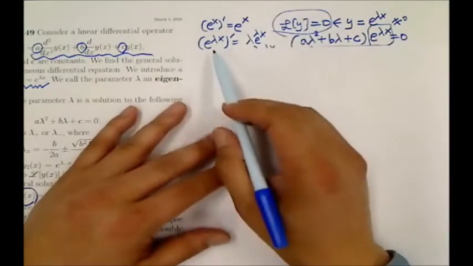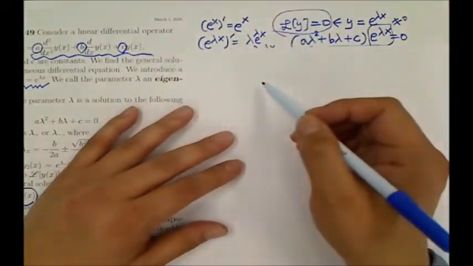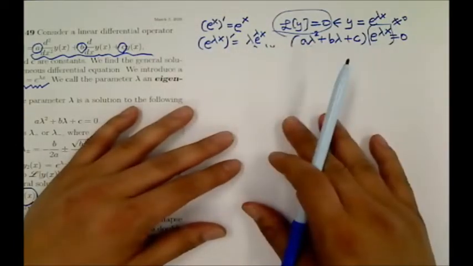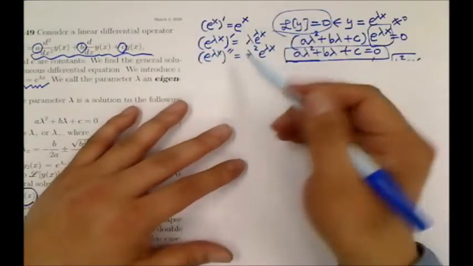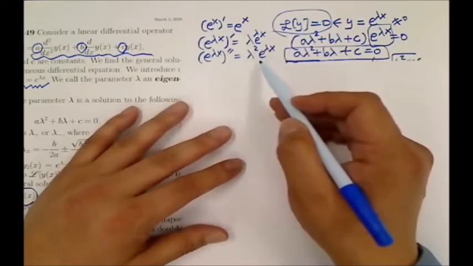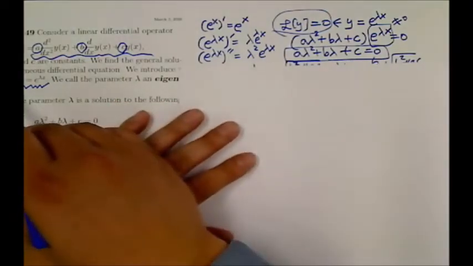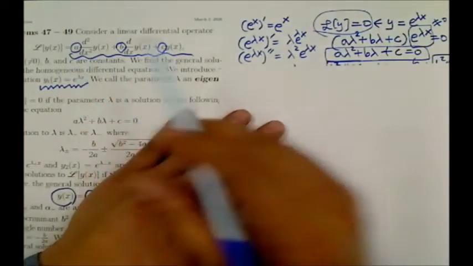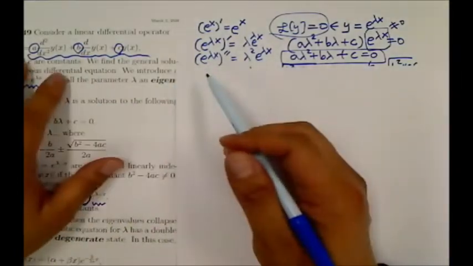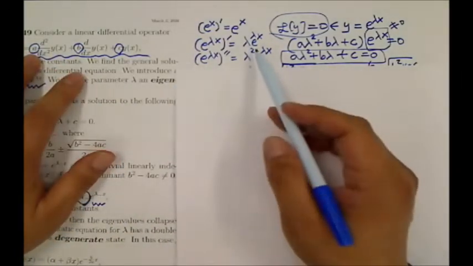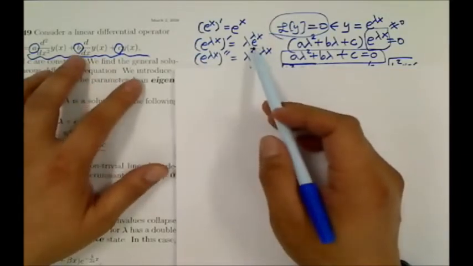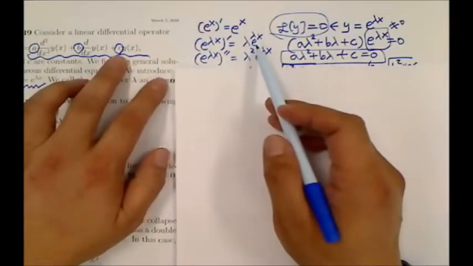What happens if I take the derivative of exponential lambda x? What I get is the same function, exponential lambda x, except that I have an extra factor lambda, which can be obtained by the chain rule. What happens if I take the double derivative? Then the factor lambda comes twice, and I have a lambda squared factor. So if I substitute this trial solution e to the lambda x into the operator, what I get is a times lambda squared e to the lambda x, plus b times lambda e to the lambda x, plus c e to the lambda x.